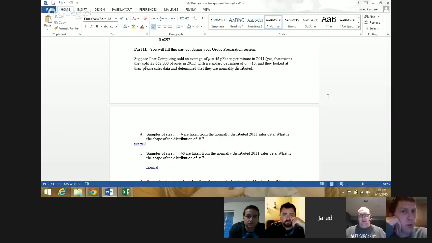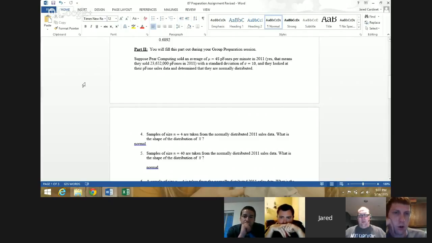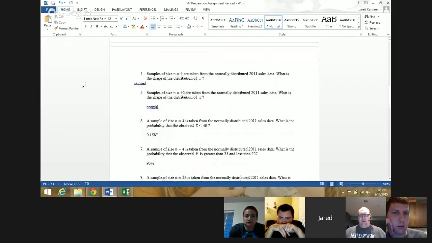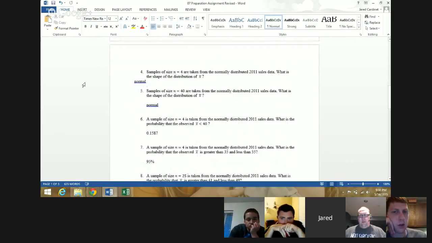All right, so part 2. Suppose Pear Computing sold an average of mean equals 45 P phones per minute in 2011. That means they sold 23,652,000 phones. It was with a standard deviation of 10, and they looked at their P phone sales data and determined that they were normally distributed. Samples of size 4 are taken from the normally distributed 2011 sales data. What is the shape of the distribution of x bar? It's going to be normal because the parent distribution is normal. Right. Okay.